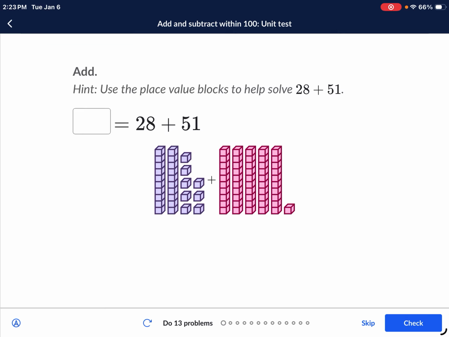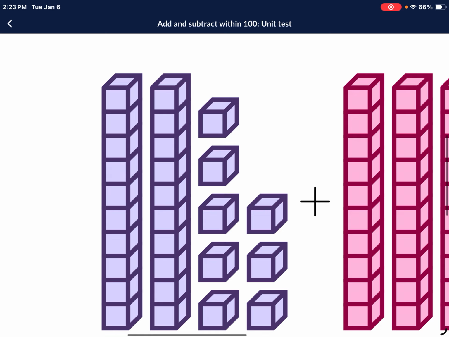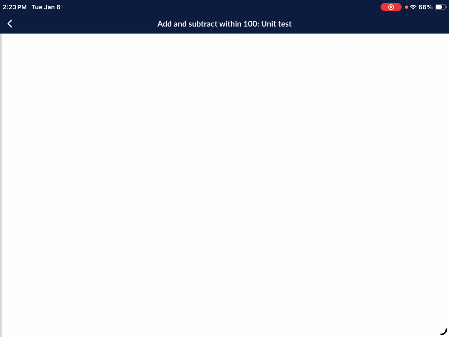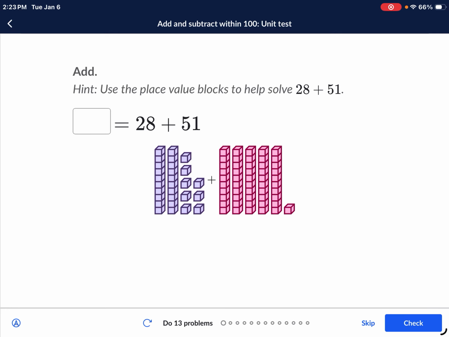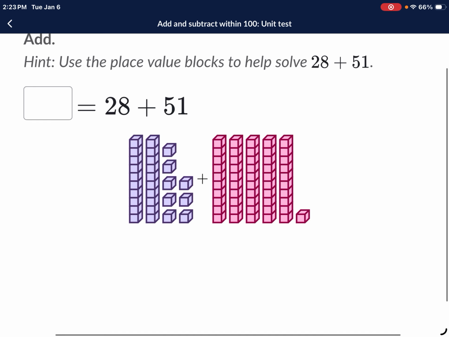And the trick is, use these. So, first of all, you have 10, 20, and then 1, 2, 3, 10, 20, 1, 2, 3, 4, 5, 6, 7, 8. So you have 28 here. And then you have 51.